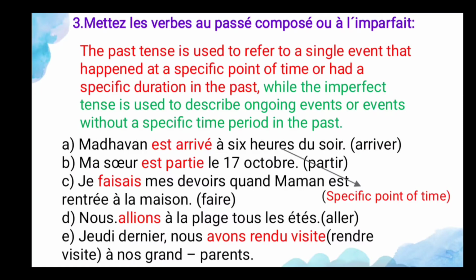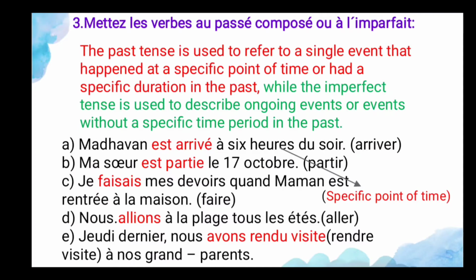And second, ma sœur dash le 17 octobre. The verb is partir. Partir means to leave. So here you have to take the past tense only. In the past tense, partir is among the 16 verbs that take être, so you have to use the être conjugation. For the remaining verbs, you use the avoir conjugation. Here the date, the 17th, is mentioned, so you have to use the past tense. So what is the answer? Ma sœur est partie le 17 octobre. My sister left on October 17.